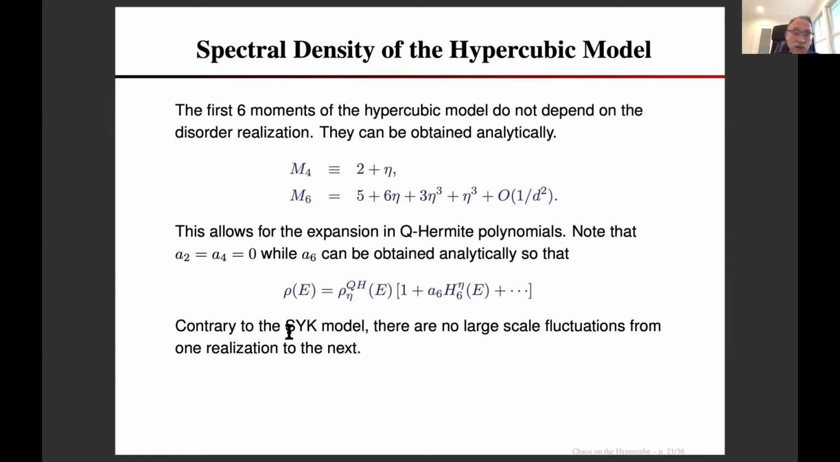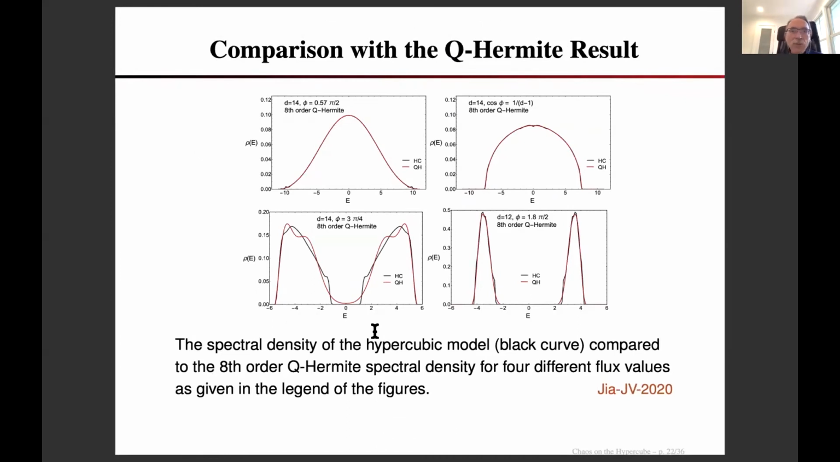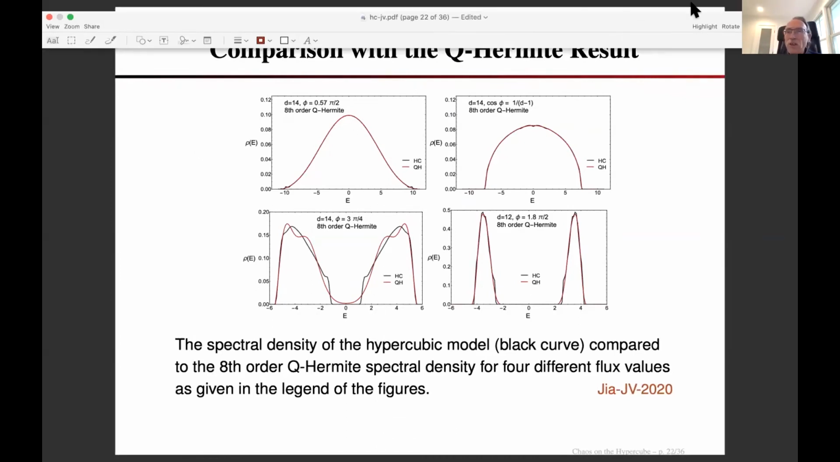In the hypercubic model, the fourth moment and the sixth moment do not depend on the realization. They are disorder independent. The eighth moment is not. In the SYK model, the second moment, the fourth moment and the sixth moment depend on the disorder realization. And that means that the spectrum has collective fluctuations which are mixed up with the correlations of the spectra.